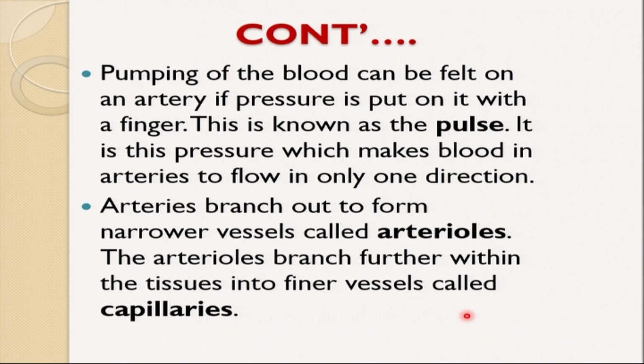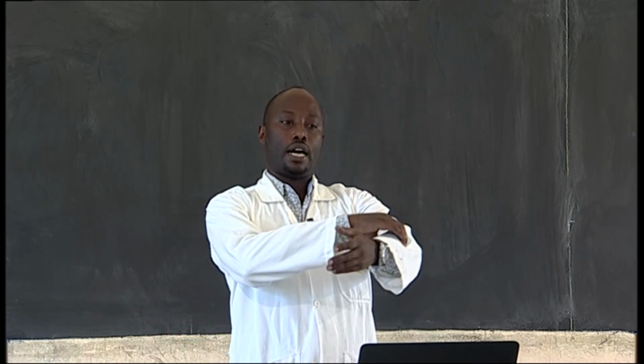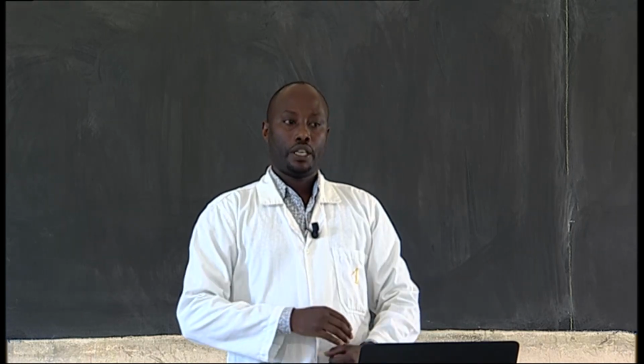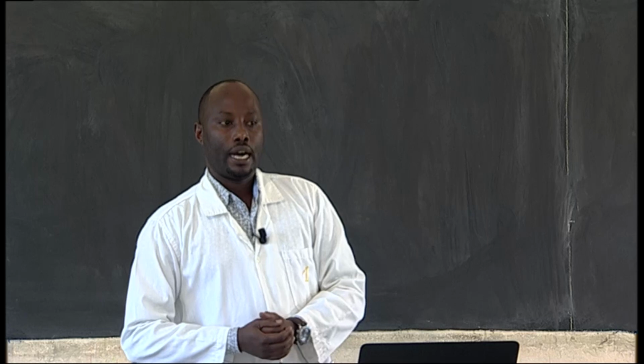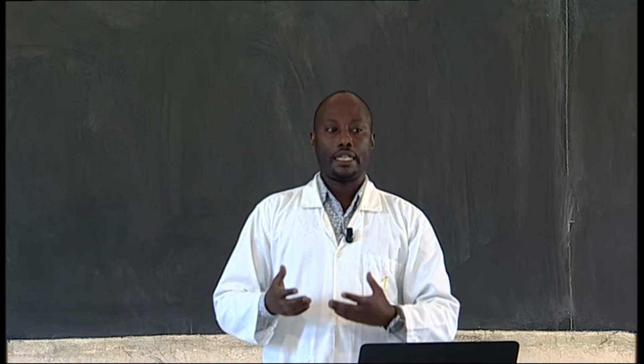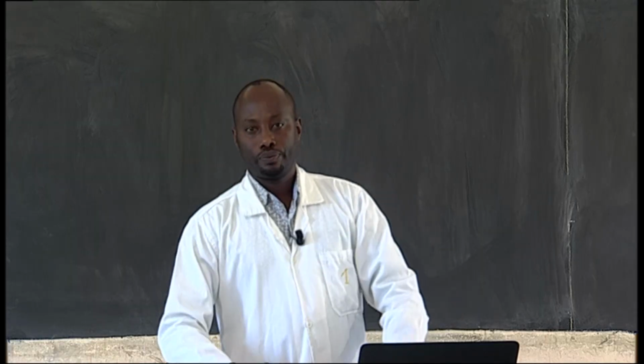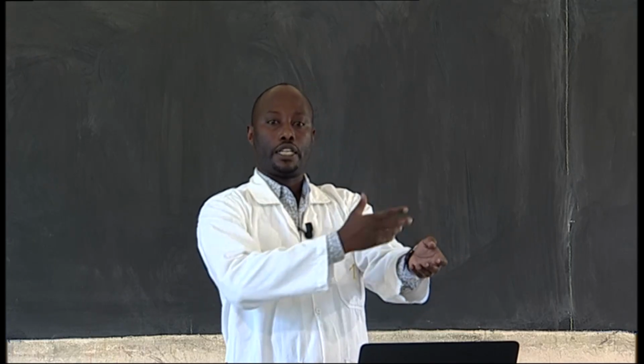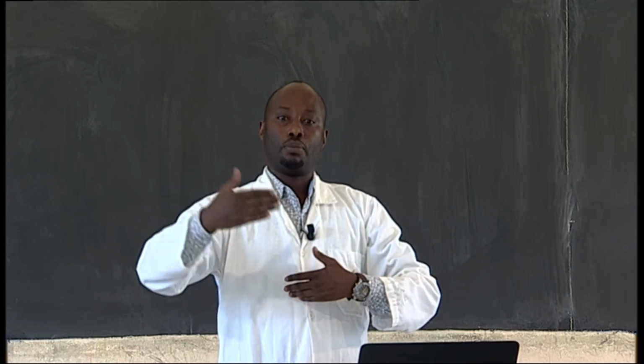The pumping of the blood can be felt on an artery if pressure is put on it with a finger. Take an example: you're doing strenuous, vigorous exercise. If you press your hand on the blood flow, you feel the blood moving with high pressure. This is known as a pulse. And it is this pressure which makes blood in arteries flow in one direction. Some of you have seen this when you hold your hand and touch these arteries that carry the blood: the blood is moving in a single direction.